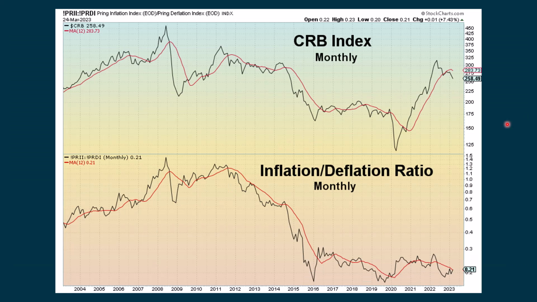Another thing we look at is inflation. The chart down below takes those areas of the CRB index that are considered inflationary, compares them to deflationary things in the CRB, and then comes up with a ratio. When we're below this moving average and declining, that means that inflation is going down, but we have been coming back up lately. Please be advised that this is a monthly chart, so it takes a long time for things to change on this chart.